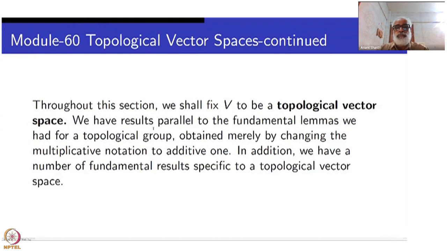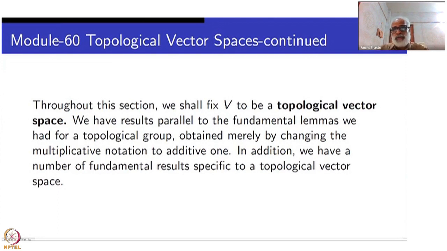We have results parallel to the fundamental lemmas we had for a topological group, obtained merely by changing the multiplicative notation to the additive one. Because if you have a topological vector space, V with plus and the zero element will give you a topological group which is abelian. So we shall denote it by the additive notation plus instead of the multiplication dot. The multiplication will be there only not from V cross V to V, but only from K cross V to V now.